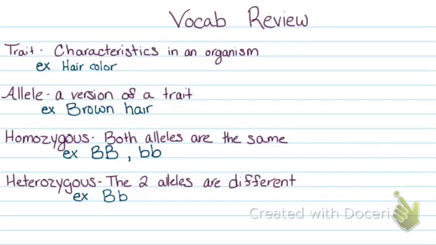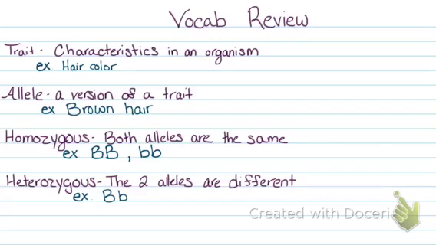The dominant allele will be the allele that shows up when both of them are present. In this example, blonde is the recessive allele. So the only way for an organism to appear blonde is if there are no dominant alleles present. So both of the 2 alleles will be recessive.